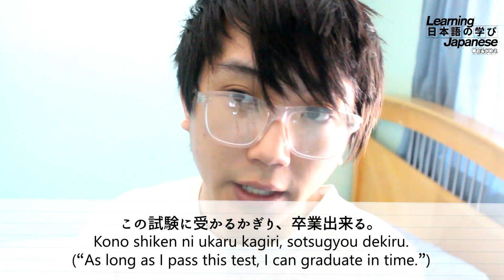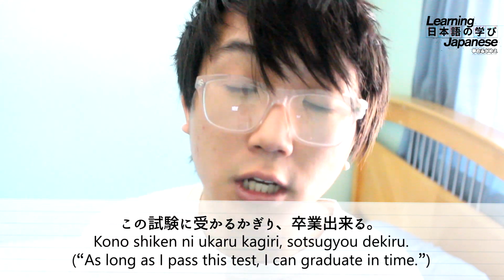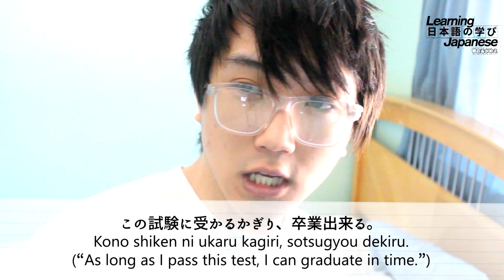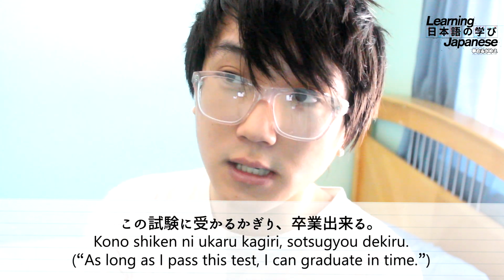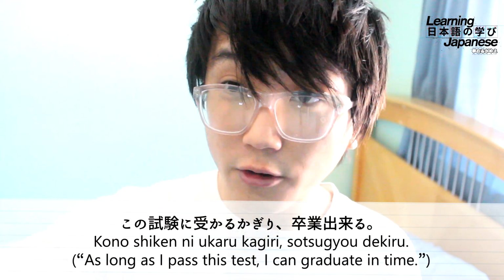For our first example sentence, we'll be using this with a verb, a regular verb in its dictionary form. Our first example sentence is この試験に受かるかぎり卒業出来る, and this is going to translate to: as long as I pass this test, I will be able to graduate in time.